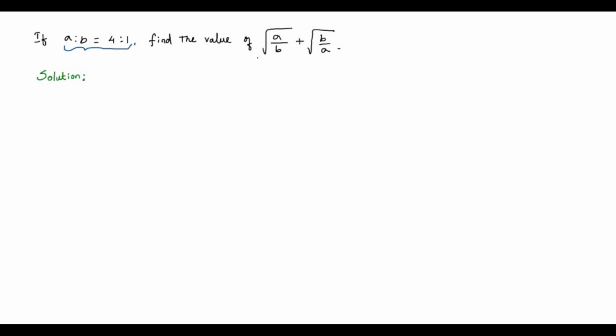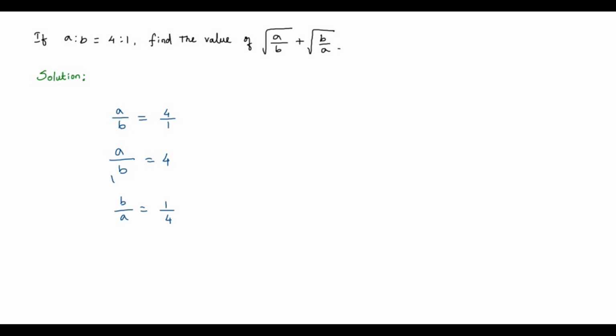So to solve this problem, I mean to find the value of this radical expression, let's write both the ratios in the given proportion as fractions. Then we'll be getting a divided by b is equal to 4 divided by 1. That is a divided by b is equal to 4. Okay, if the value of a divided by b is equal to 4, then the value of b divided by a is equal to 1 by 4.